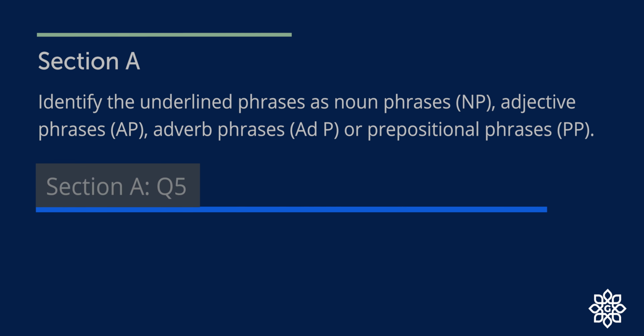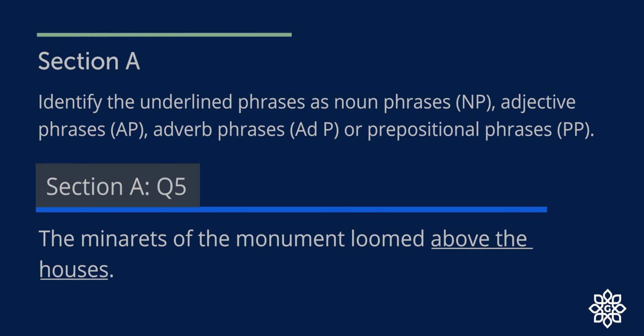Question number 5. The minarets of the monument loomed above the houses. So what do you mean by minarets? Minaret is a tower. It is typically part of a mosque. So it has a balcony from which muezzin calls Muslims to prayer. And looms means it appears as a shadowy form. Okay, so this tells us about the manner. So this is an adverb phrase.